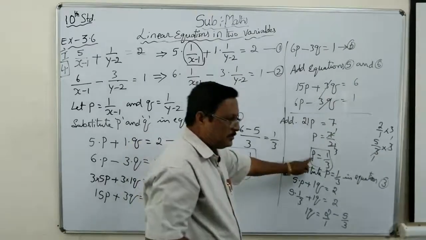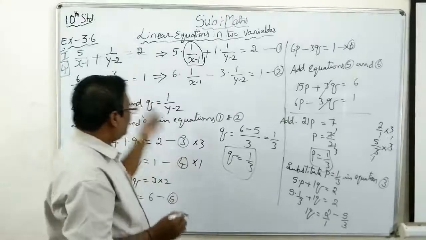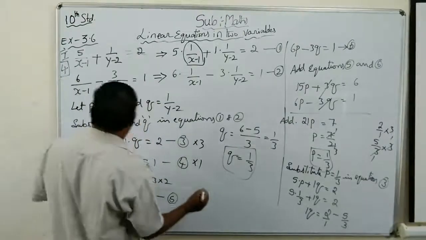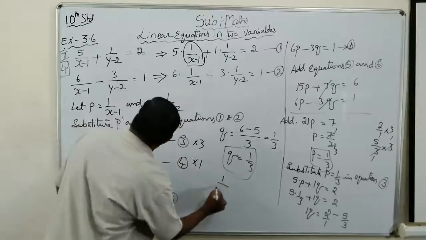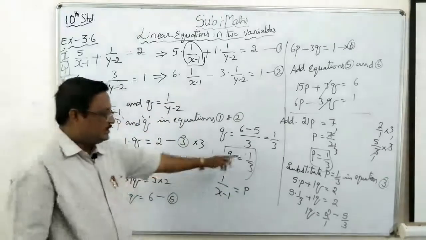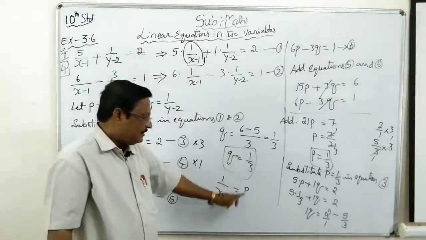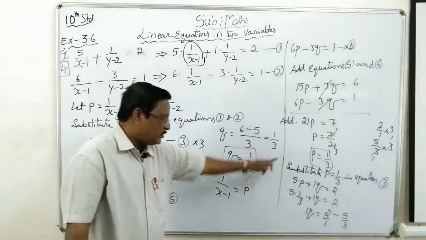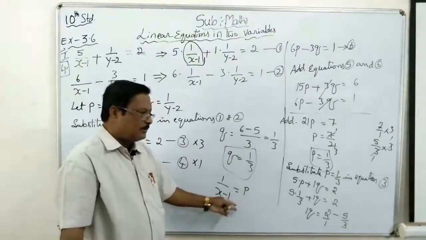P value is equal to 1 by 3. Q value is equal to 1 by 3. Here, what is P? You see here, 1 by x minus 1 is equal to P. Instead of P, you substitute this one here. Here P is equal to 1 by 3, substitute 1 by 3. Next you calculate the x value.